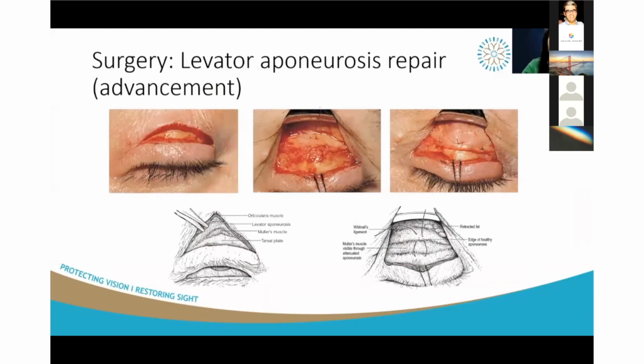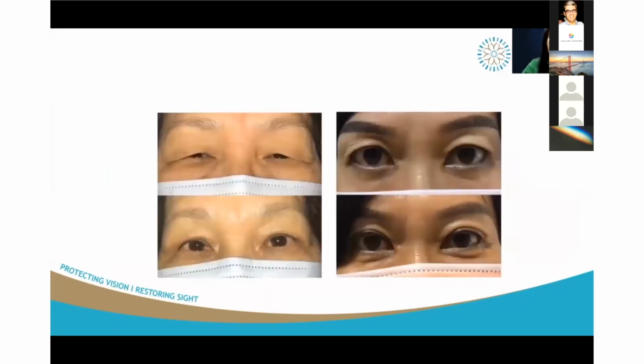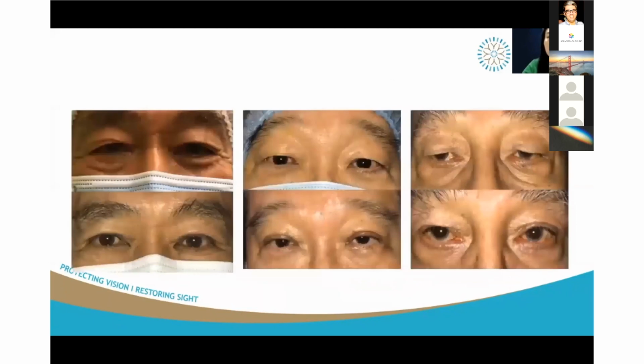For surgery, we can perform ptosis surgery, which is an operation to tighten the muscle that lifts the upper eyelids. These are some of the pre- and post-op photos of droopy eyelids.